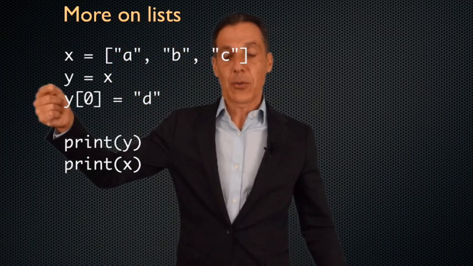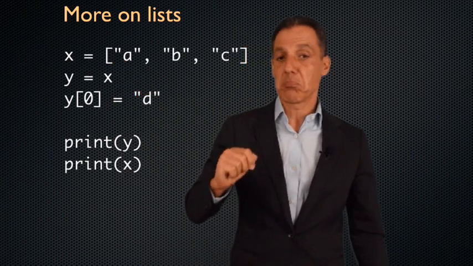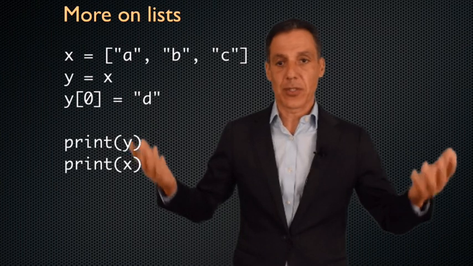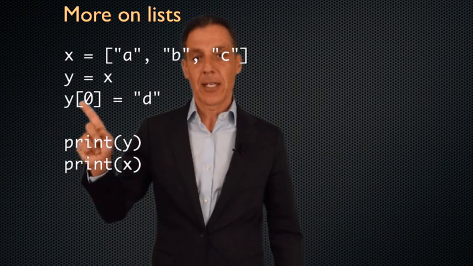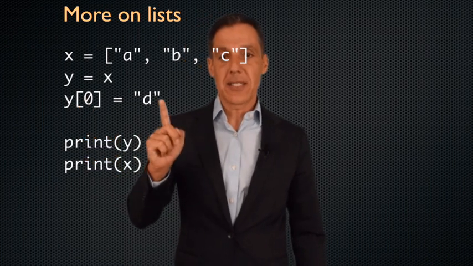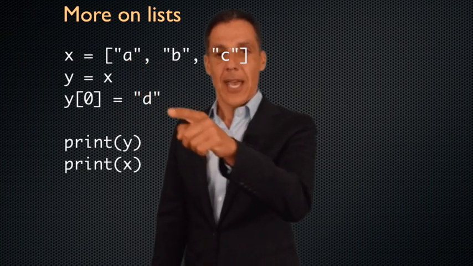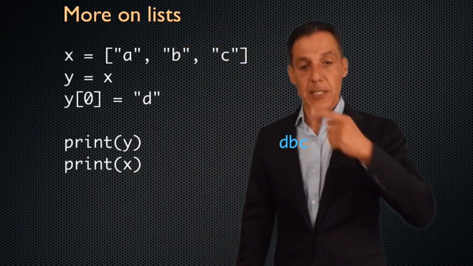Y is equal to x. So now y is going to be assigned to be the list ABC. Same thing as before, right? No problem. Lists and variables or integers and strings are all the same. And what is this line of code going to do? It's going to reassign the 0th value of the list y to be d. So up at this line of code, y was ABC. After this line of code, it's going to be dbc. So if I print y, I get dbc.